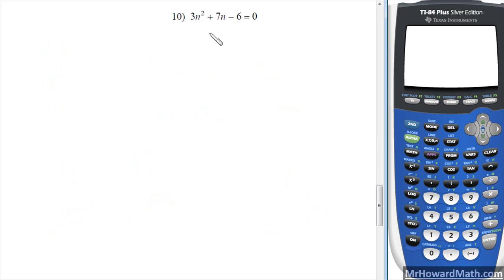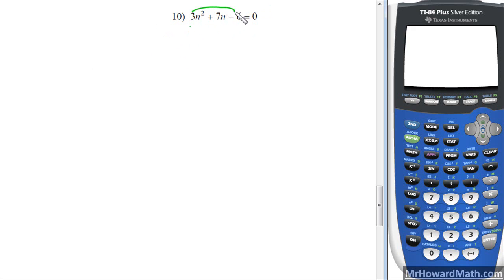Okay, last example here. 3n squared plus 7n minus 6 equals 0. So we want to find when this parabola crosses the x-axis. So we are solving by factoring. It's already set equal to 0, so that's done for us. Now we just need to factor this thing. So we have a leading coefficient greater than 1. So the way we did that is split and group.